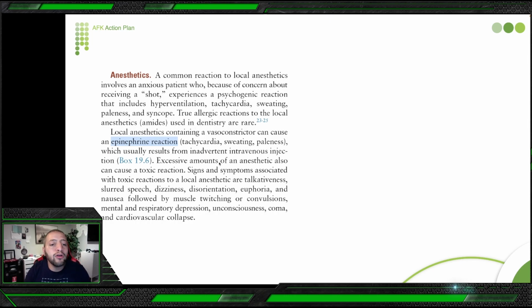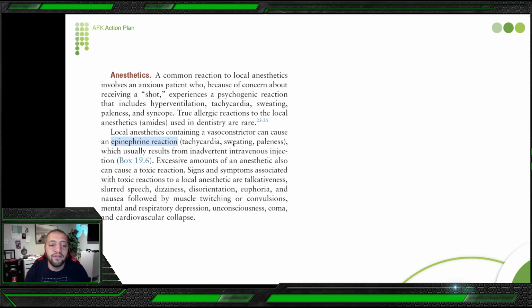But an excessive amount of anesthetic can also cause a toxic reaction. The signs and symptoms of toxic reaction to local anesthesia are talkativeness, slurred speech, dizziness, disorientation, euphoria, and nausea, followed by muscle twitching or convulsion, respiratory depression, unconsciousness, coma, and cardiovascular collapse. So I want you to think about it in steps and as a scenario inside your mind so you can get to a conclusion. The question here didn't mention any of those signs, so I cannot think about LA toxicity.